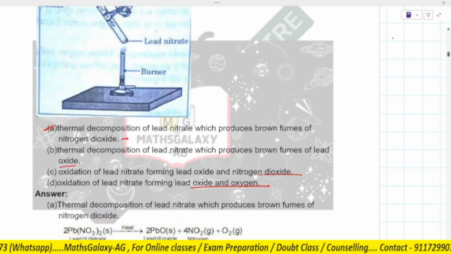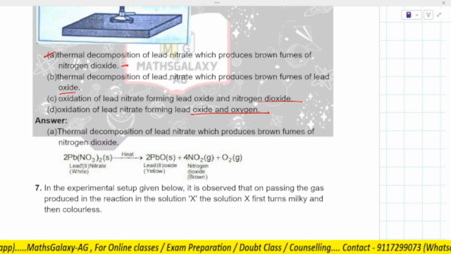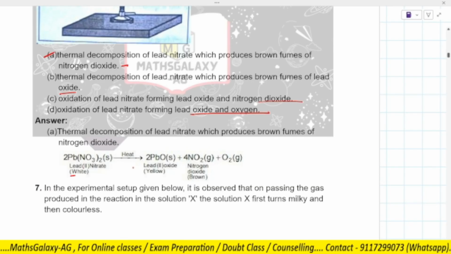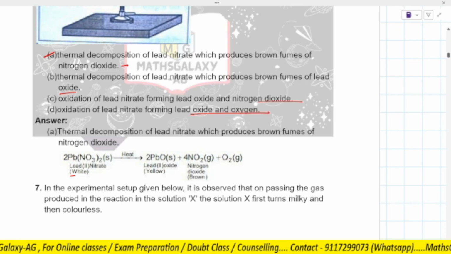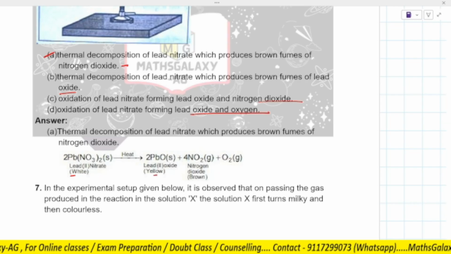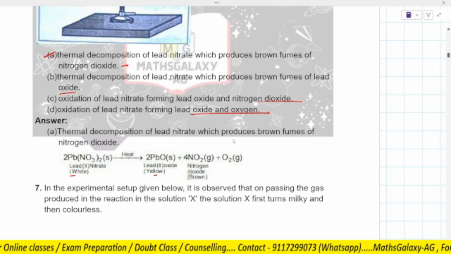Is it correct? As you can see here, lead nitrate will be white. When you heat it, it becomes lead oxide. The color will be yellow, and nitrogen dioxide will be produced, which seems brown, and oxygen will be released.